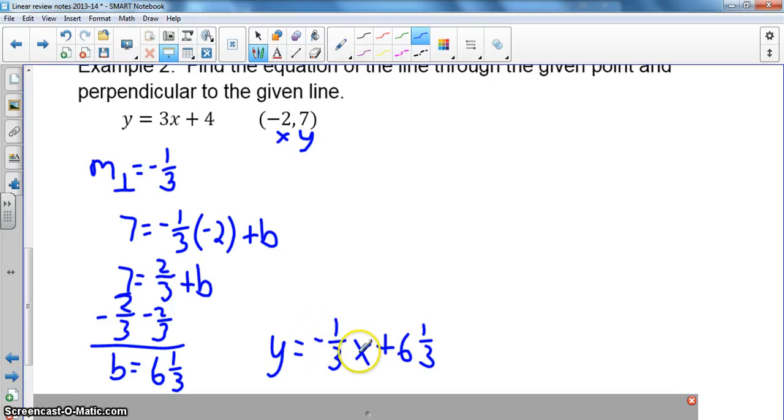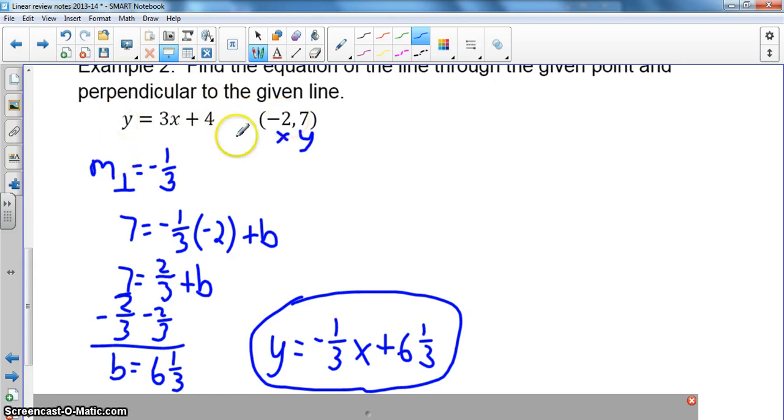And again, it needs to be the equation of the line. So my slope is negative 1/3. My y-intercept is negative 6 1/3. So my equation becomes y equals negative 1/3 x minus 6 1/3. So if I go to graph this now, it should be perpendicular to this original first black line that we graphed and go through the point negative 2, 7.